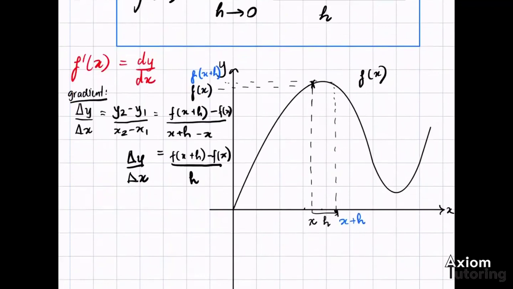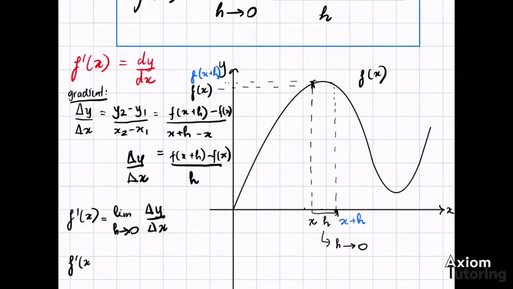So what we want to think about is that our h here should be tending to 0. It should be getting very, very small, infinitesimally small. So in that case, how do we define our derivative at point x? Well, we define it as the limit, h tending to 0, of the gradient that we just calculated.